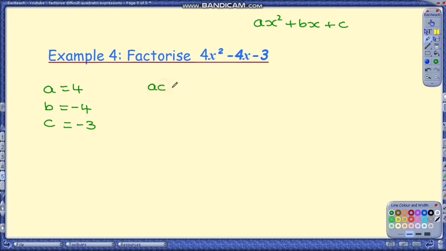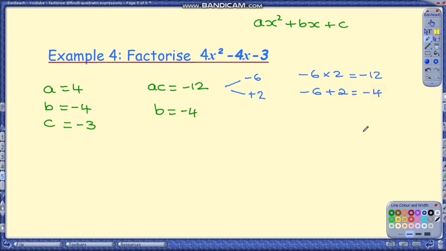We then want our AC. AC will be 4 times -3, which is -12, and b is -4. So this time I'm not going to go through the list of all the factors of -12, etc. It's going to be -6 and +2. -6 times +2, you agree it's -12, so it does give us the -12 that we want. And then -6 plus 2 gives us -4. This is why you need to be confident with multiplication tables and negative numbers.